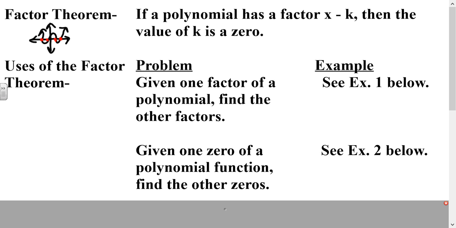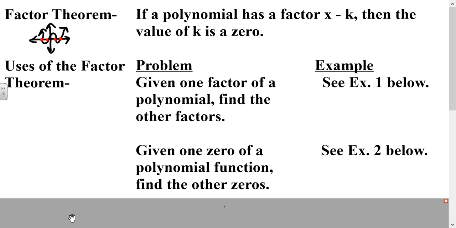So what are the uses of the factor theorem? Let's say that we know one of the factors and they want us to find the other factors. That would be one way to use it. Another way would be that if we're given a zero, like they already told us what the zero is, then we can find the other zeros. Now remember, when something is in the form x minus k, we can use synthetic division. So for all of these problems, we won't be using long division, we'll be using synthetic division.